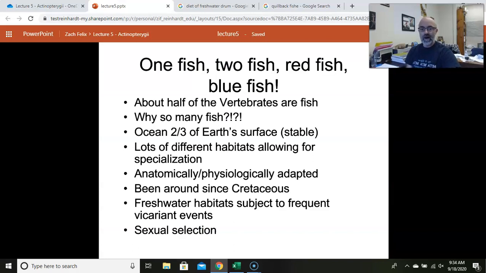So why are there so many fish, right? Almost half of vertebrates are fishes. Why are there so many? Here are some of the interesting hypotheses, and they probably all contribute to this. One is there's a lot of water, so lots of habitat, and that water has been there in some form or fashion since life has been here. Life arose in the ocean, right?